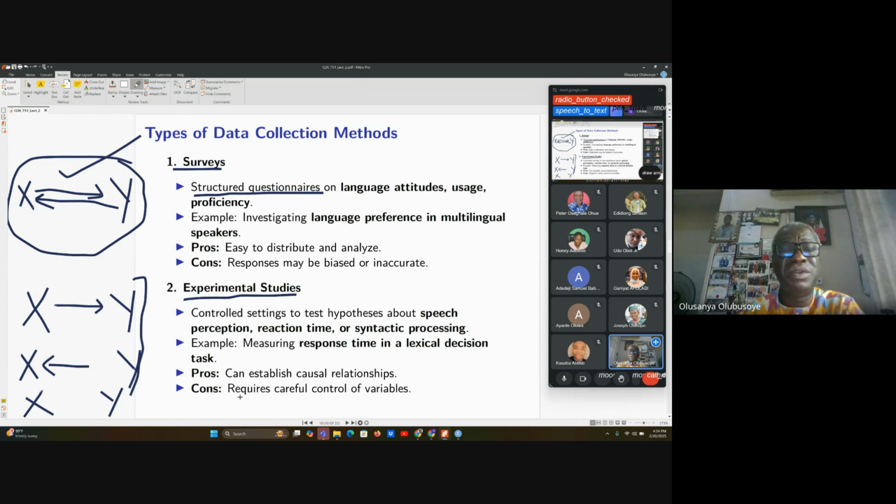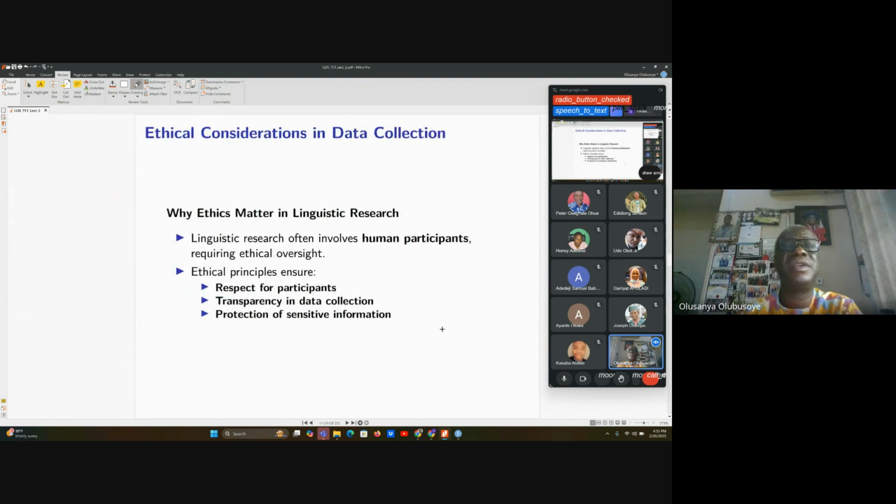So it requires extra effort because you need to carefully control your variables to be able to make good sense out of your analysis.